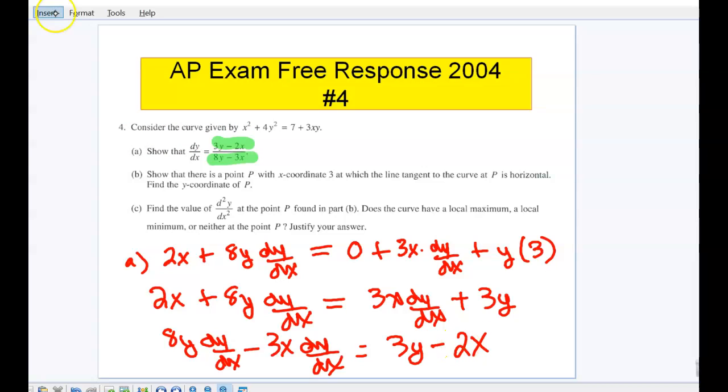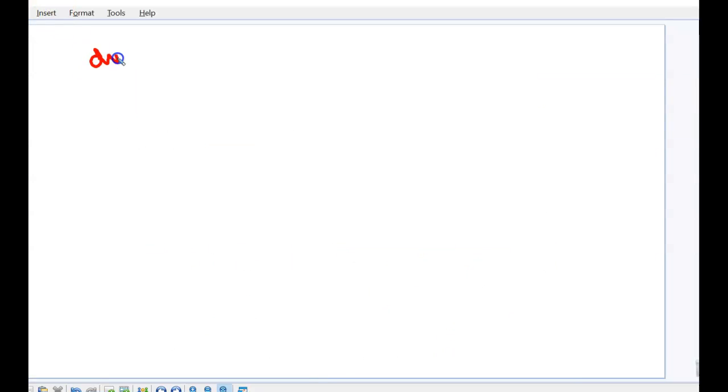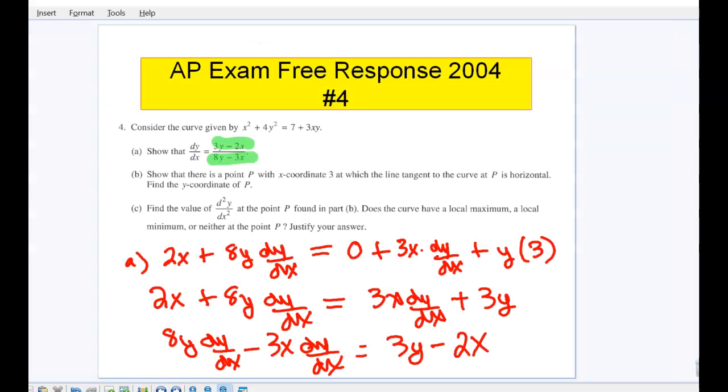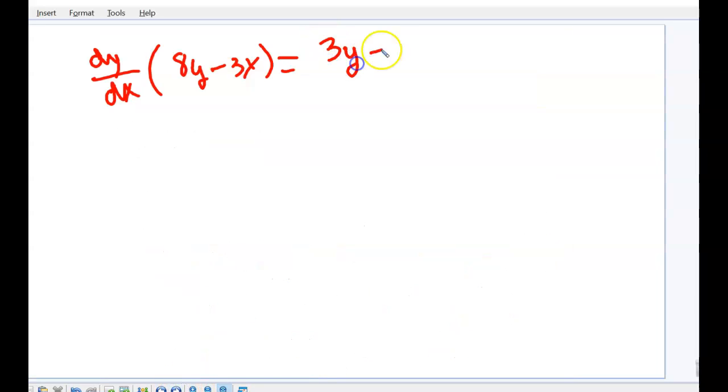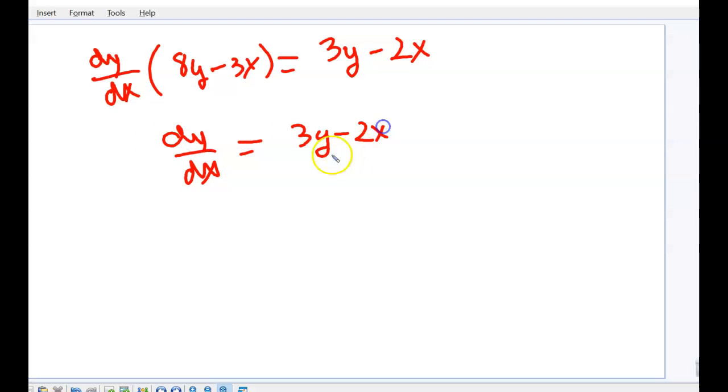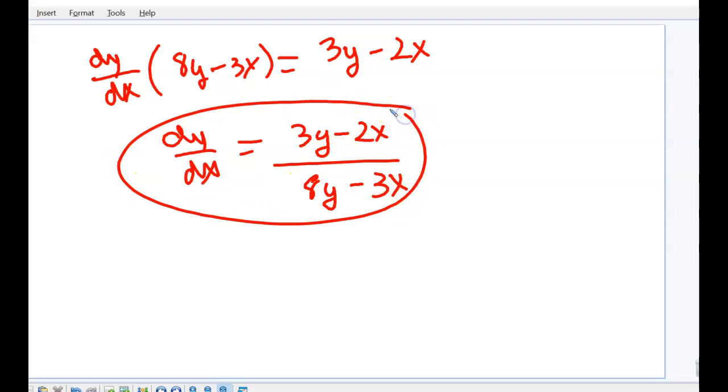So my next step is to factor out the dy/dx on the left-hand side. If I do that, I get 8y minus 3x, and that's going to equal 3y minus 2x. And now to get dy/dx by itself, we are just going to divide by the binomial 8y minus 3x. There would be the final answer. So again, not that difficult of a situation.